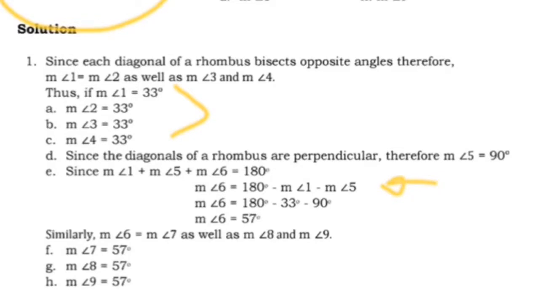Then adding the two, 33 and 90, that will be 123. And 180 minus 123, that will be 57 degrees. So measure of angle 6 is 57. And since measure of angle 6 is equal to measure of angle 7, angle 8, and angle 9, therefore, they have the same measurement, which is equal to 57 degrees.